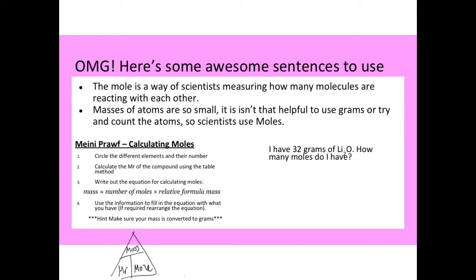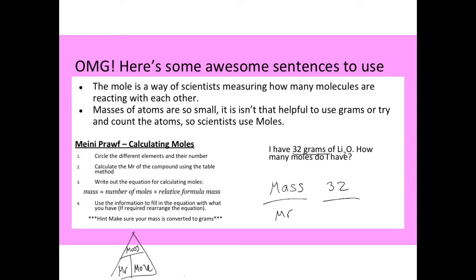Okay, so circle the elements and their numbers. This is the question that we've been given to practice. You have 32 grams of lithium oxide. How many moles do you have? So trying to find out the mole. So if I cover the mole, I want to do mass divided by Mr. So mass divided by Mr. I know the mass because it's 32.